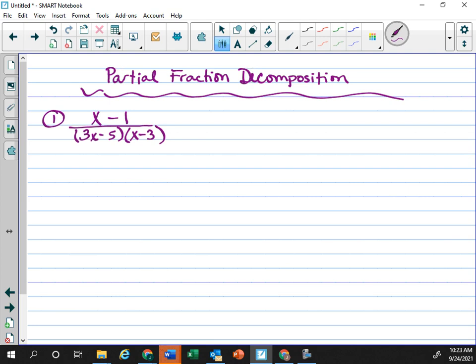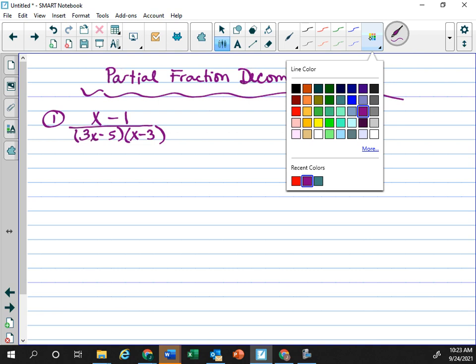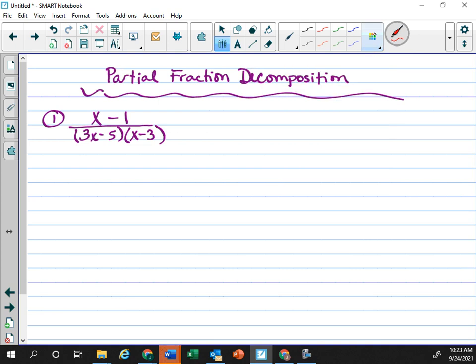All right, so the way this works, this is what it looks like. You'd be given this fraction. I see two factors in my denominator.